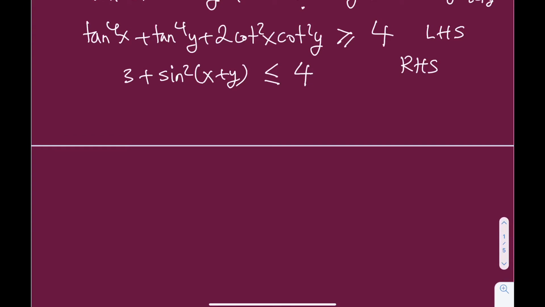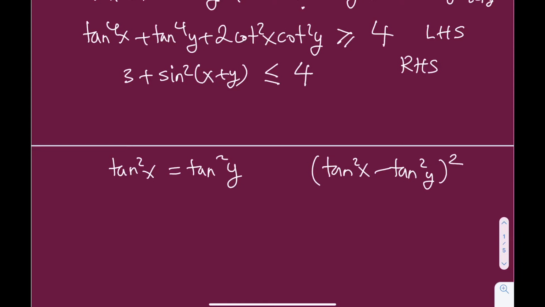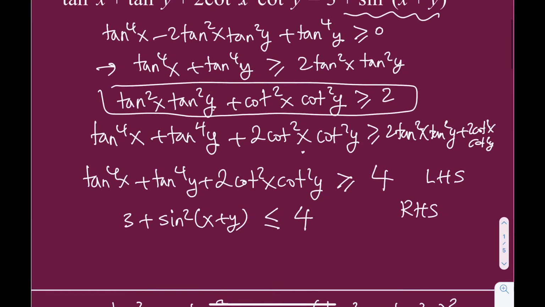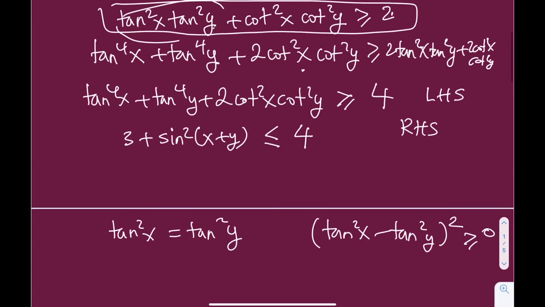Therefore, the equalities all need to be satisfied, meaning that we have tangent squared x equals tangent squared y, arising from the fact that our assumption was that this, squared, is greater or equal to 0. But in order for equality to occur, this needs to equal 0, meaning that tangent squared x equals tangent squared y. And then for the second expression, for the sum of reciprocals, we already said that tangent squared x tangent squared y needs to equal 1 in order for the sum to equal 2, because 1 plus 1 equals 2.